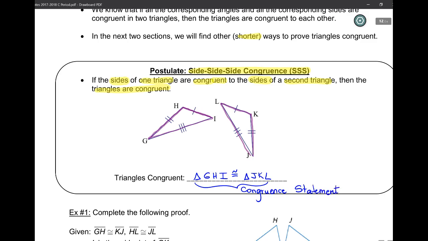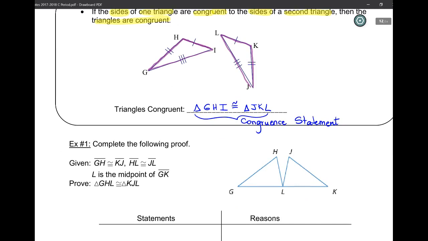And we can also just make sure, for example, if we look at the first two letters GH, that should match up with the first two letters here, JK. And they both have 2 markings, that's good. HI, the last 2 letters, has to match up with the last 2 letters of the other triangle, KL. So HI and KL both have 1 tick mark. And then we can also double check the first and the last letter, so GI should match up with JL. GI and JL both have 3 tick marks. So we know that we have everything in the correct order.